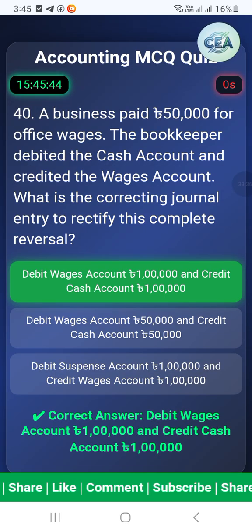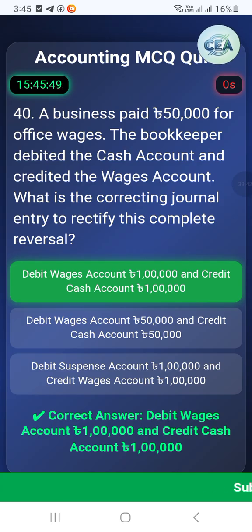Correct answer is debit wages account 100,000 takas and credit cash account 100,000 takas.